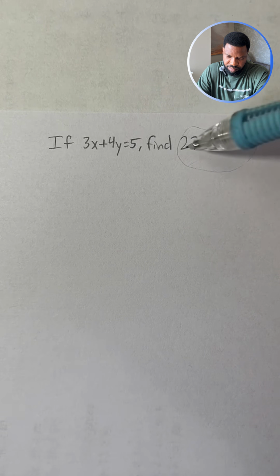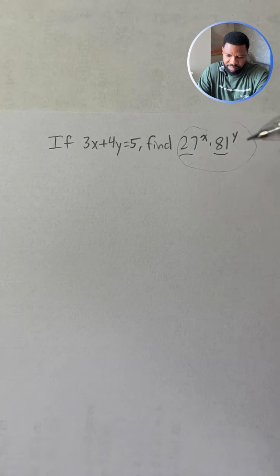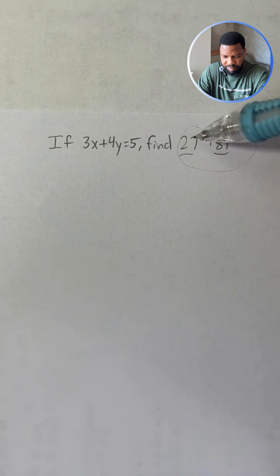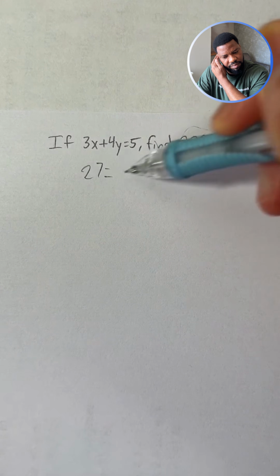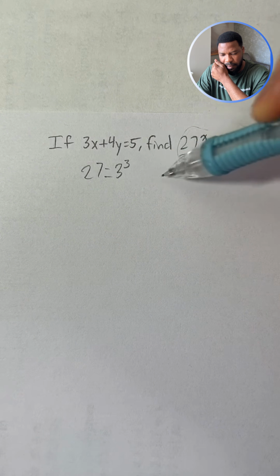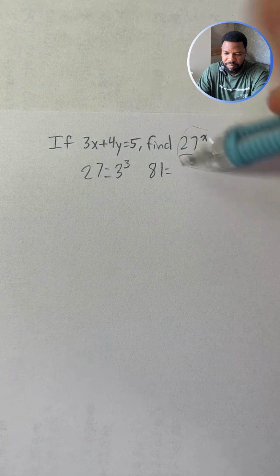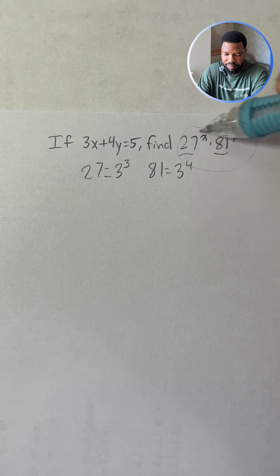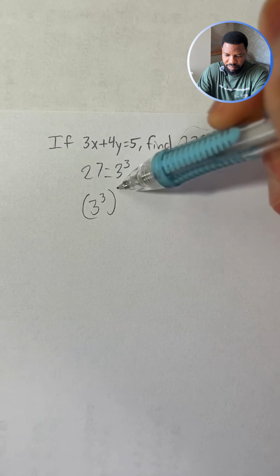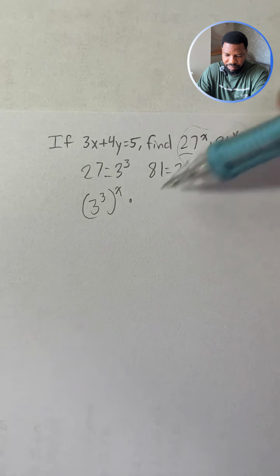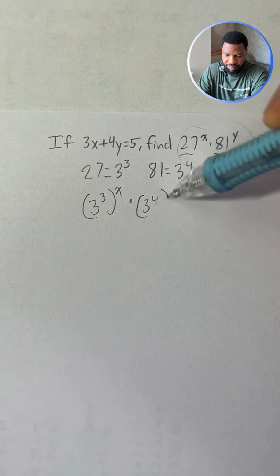Let's try to rewrite 27 and 81 to have bases of 3. So basically write them as exponents with a base of 3. So 27 is equal to 3 cubed, and 81 is equal to 3 raised to the 4th power. So that means this turns into 3 raised to the 3rd power raised to the x power times 3 raised to the 4th power raised to the y power.